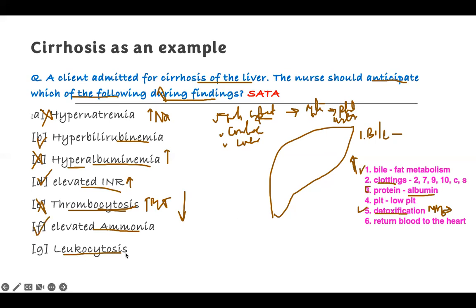And leukocytosis, there's nothing related to that. Leukocytosis has nothing to do with our keywords. This is how they can trick you. It's expected cirrhosis of the liver. Having cirrhosis of the liver, does that make your white count go up? No, unless you have an infection or infection of your ascites.